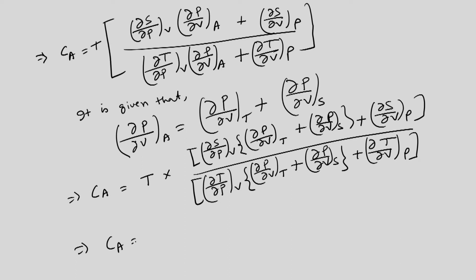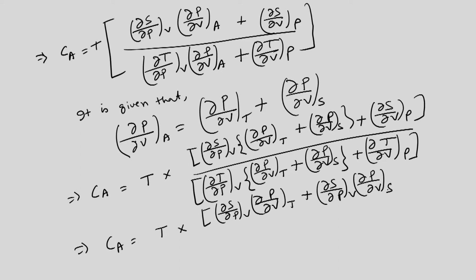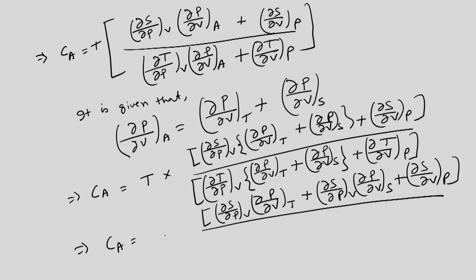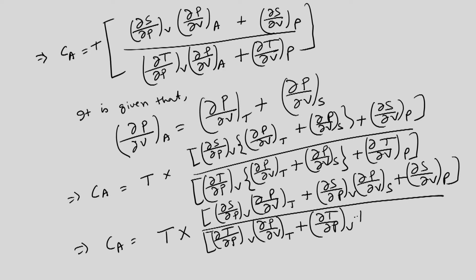So, we can write Ca equals T times del S by del P at constant volume times del P by del V at constant temperature plus del S by del P at constant volume times del P by del V at constant S plus del S by del V at constant P, divided by del T by del P at constant volume times del P by del V at constant temperature plus del T by del P at constant volume. So, this is the value of Ca.